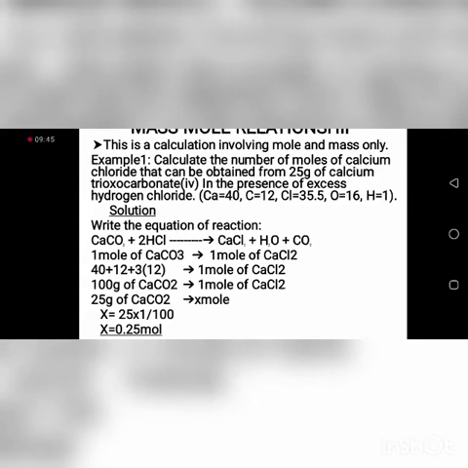We'll now go back to the question. The question said 25 grams of calcium carbonate. That means 25 grams of calcium carbonate will produce X mole of calcium chloride. Making X the subject of the formula, the number of moles of calcium chloride will be 0.25 mole. So there is a relationship between mole and mass in this question. You are given mass and you have to find mole. That's the meaning of the mass-mole relationship.